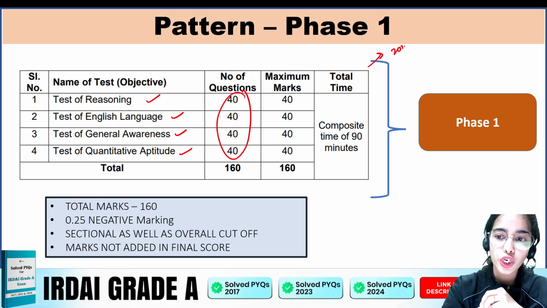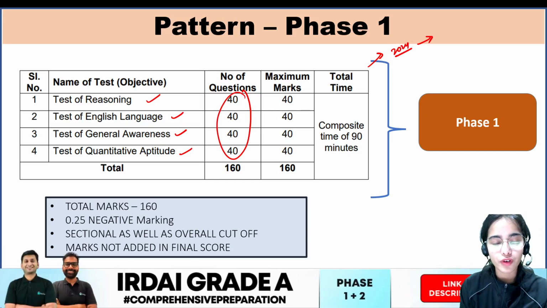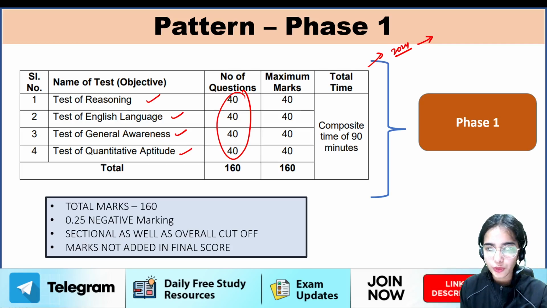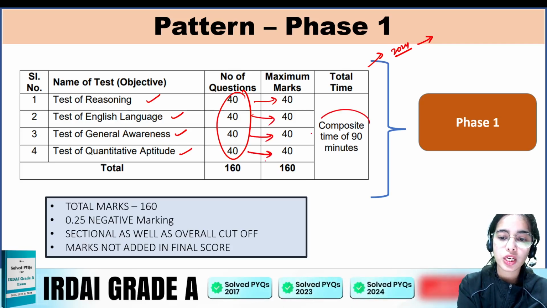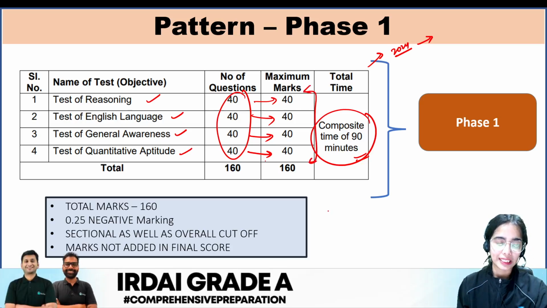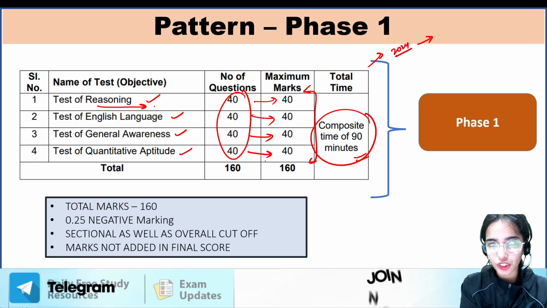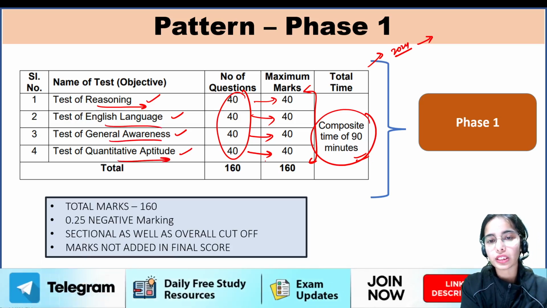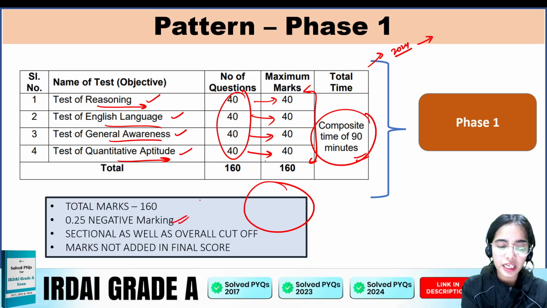This is as per the 2024 IRDAI Grade A examination, and this is expected to continue for the 2025 examination also. The number of questions in 2024 was 40 each, and the maximum marks were 40 each. A composite time of 90 minutes was given, that is, 90 minutes in total. You have to clear the sectional cutoff for the different sections, and you also have to clear the overall cutoff. There is negative marking also if you give a wrong answer.